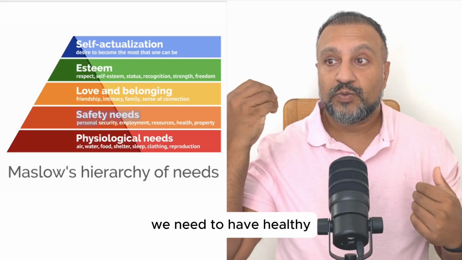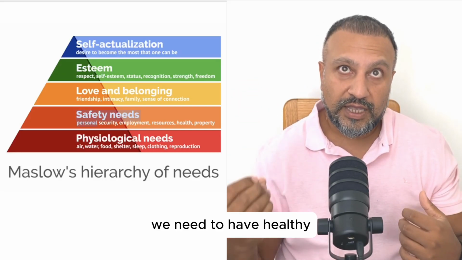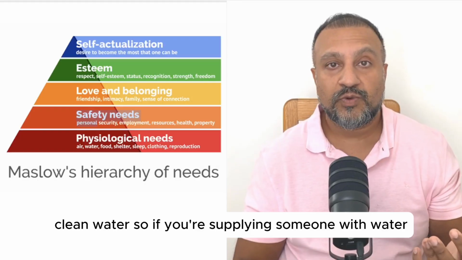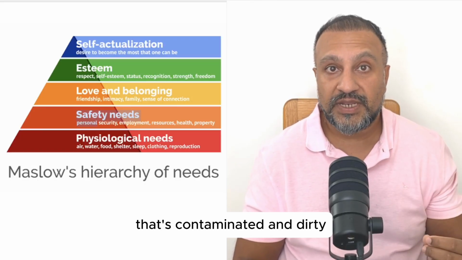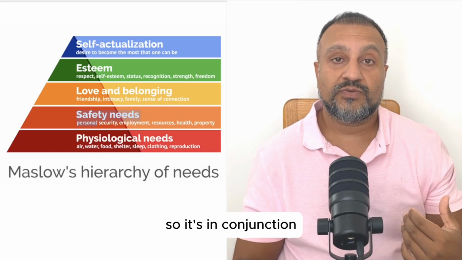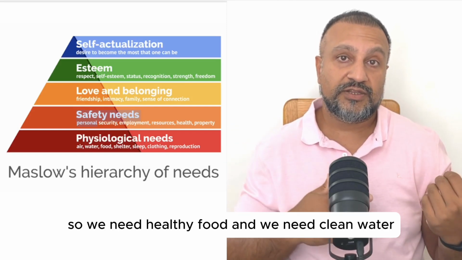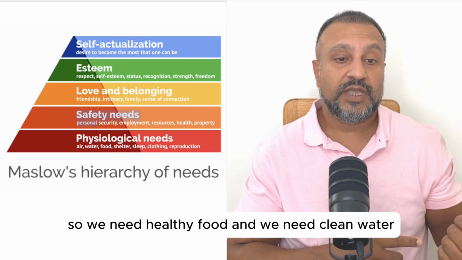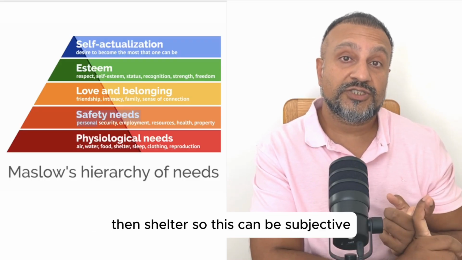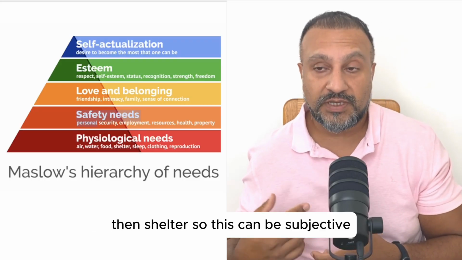Similarly, we need to have healthy, clean water. So if you're supplying someone with water that's contaminated and dirty, that person will get sick. So it's in conjunction. We need healthy food and we need clean water. Then shelter. This can be subjective.